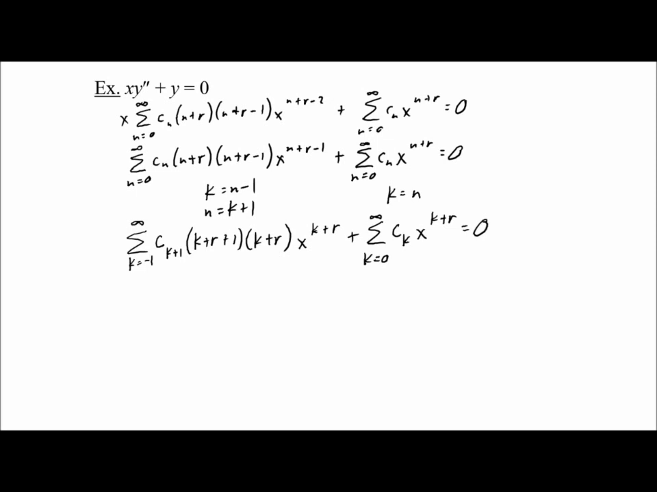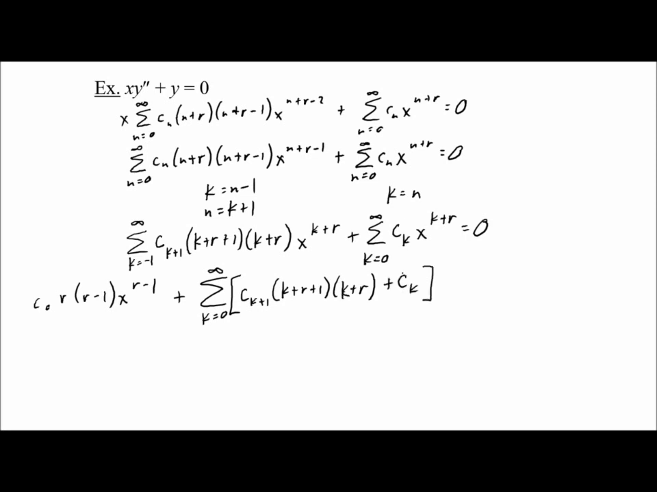Great. Next up, let's pull out that early term. Notice we just have to take out the term in the first summation where k is negative 1. When k is negative 1, we get c0 times r minus 1, x to the r minus 1. And by taking out just that one term, now both the summations start at 0. And so we're left with c sub k plus 1 times k plus r plus 1, k plus r. Okay, there's the coefficient for the first term, and then plus another ck, and all of that is multiplied by x to the k plus r equals 0.